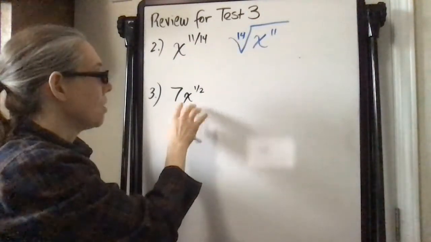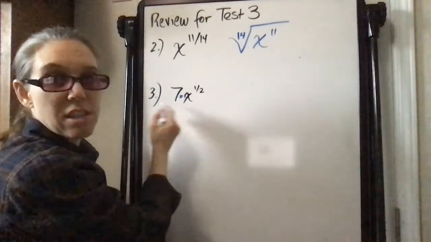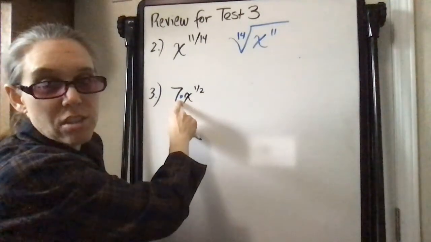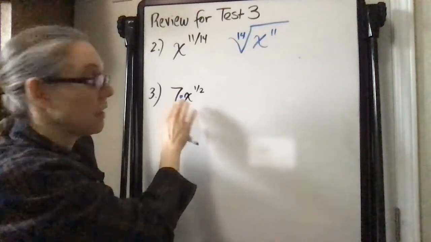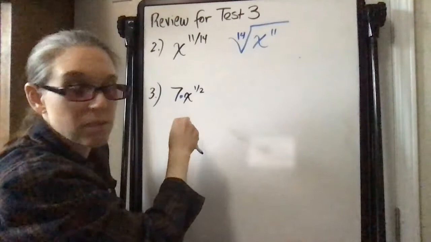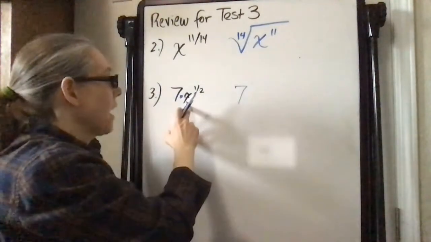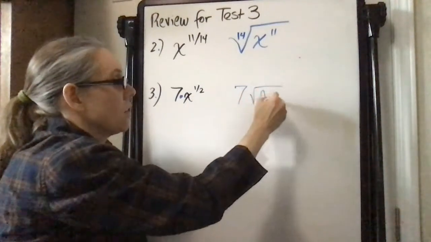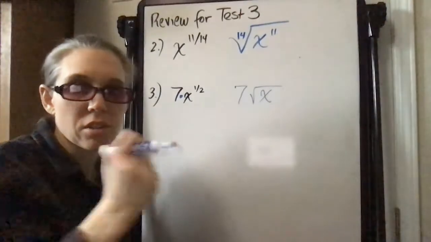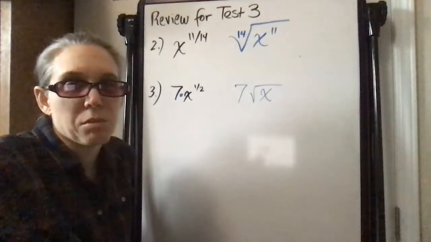In this case, notice that the 7 is separate from the x. It's not attached using parentheses. I added this little multiplication dot for effect. But the key point is to notice that the 7 is not attached to the x with parentheses. So the 7 is actually out in front, and x to the 1/2 power is the square root of x. So those should be really easy problems that you can get immediately on the test. If you run through the practice test, that will be simple for you to do.